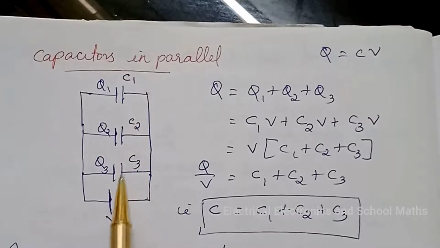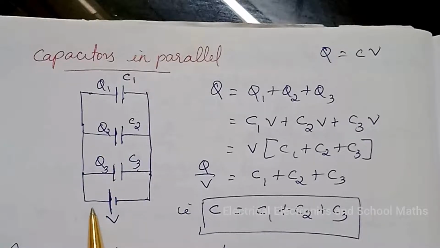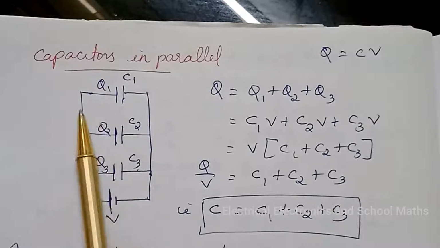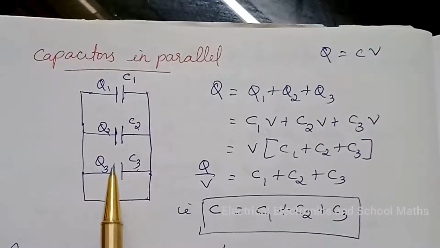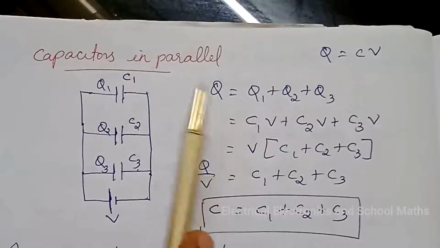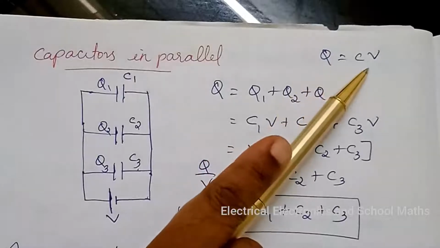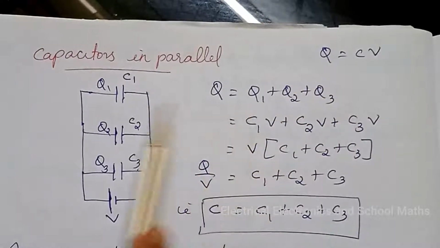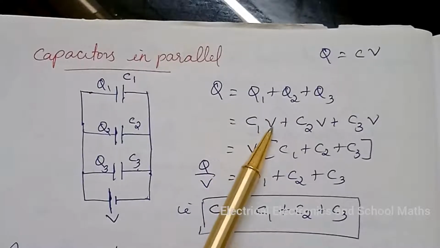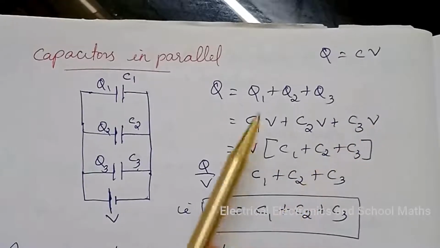Let C1, C2 and C3 be the capacitors connected in parallel across a potential difference of V volts. In parallel connection, the potential difference across each capacitor is same, but charge on each is different. So we can write Q is equal to Q1 plus Q2 plus Q3. And we know Q is equal to C into V. From this we can write Q1 is C1 into V, Q2 is C2 into V, Q3 is C3 into V.